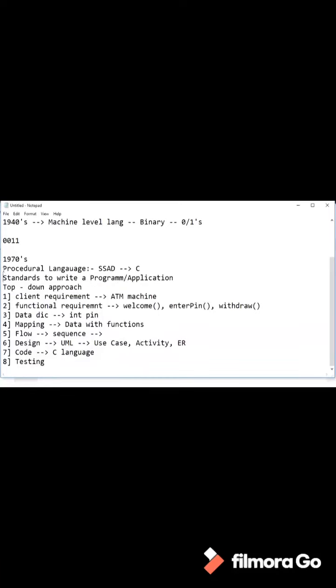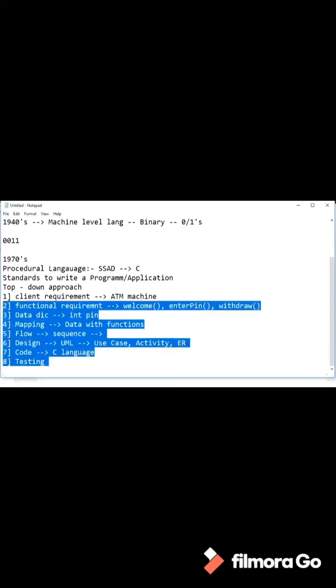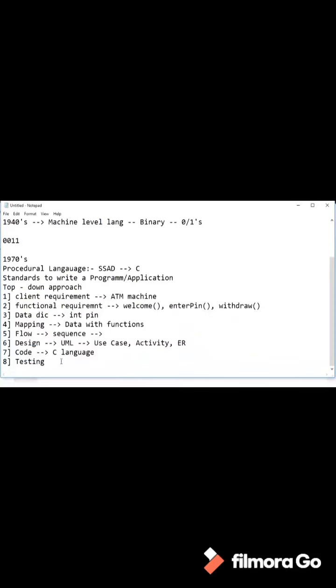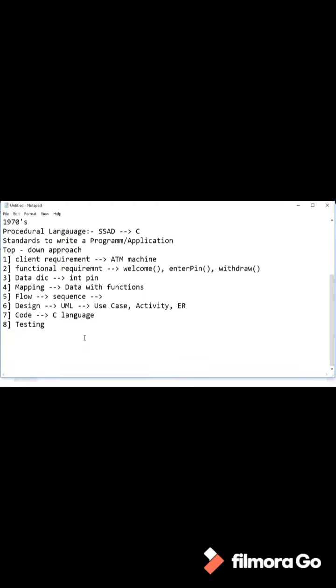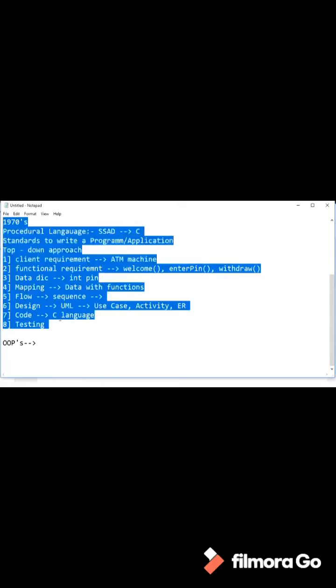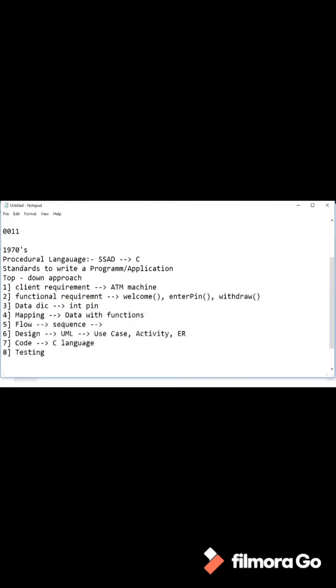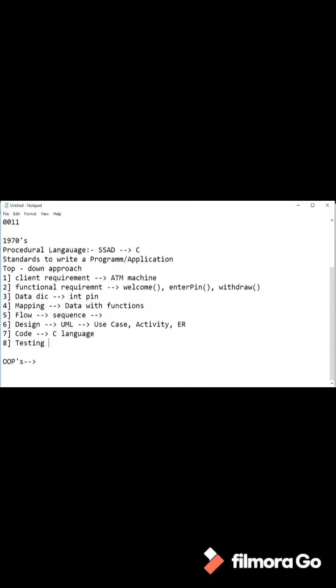So in the 70s we came up with the procedural language concept and the C language, by which we standardized our programming languages, and we started following some standards, some steps by which we can create the application. Though it looks really nice and we started following standards, there are some loopholes. For now, I'll just introduce you to why we are going towards object-oriented programming. There were some issues and loopholes in this approach. So this approach is not so flexible, not so useful nowadays.